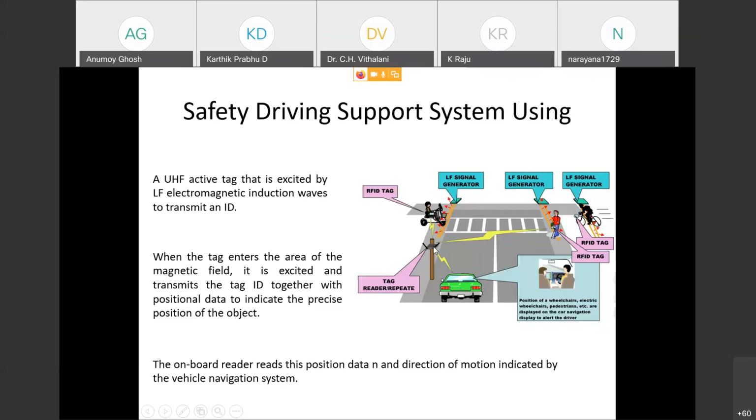Now this reader sends out the signals to everybody. There is a car here going in the forward direction. Take this example. This low frequency signal generator is nothing but a microwave vacuum tube device, generating a signal in the low frequency range. The passive tags in the scooter and the bicycle are all activated by this low frequency signal in the near field.